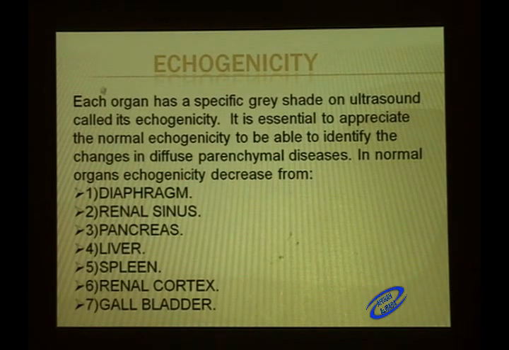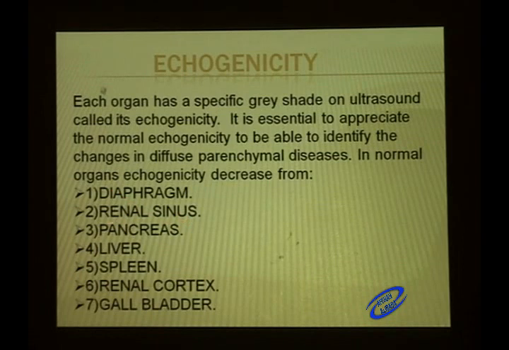In normal organs, the echogenicity decreases from the diaphragm. In normal structures, the most bright structure, the most white structure on ultrasound is the diaphragm. As we go down the list, the brightness of the organs or structures reduces. Less bright than the diaphragm is the renal sinus or the central portion of the kidney. Still less is the pancreas, then the liver, then spleen, then renal cortex, and the most black or the least white is the gallbladder or urinary bladder. So as we are coming down, the brightness of the organs is reducing, the darkness is increasing.